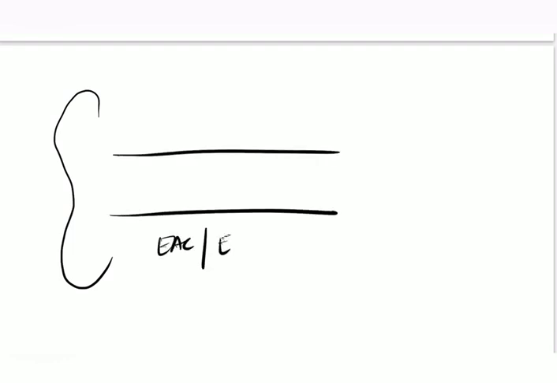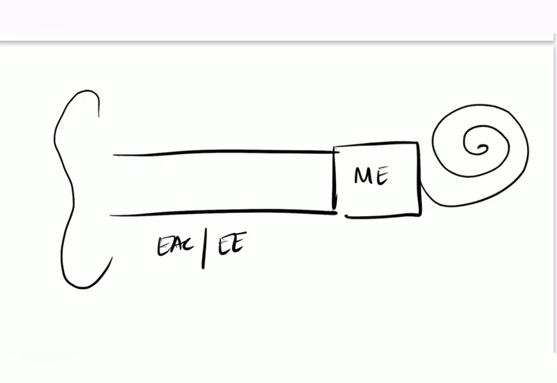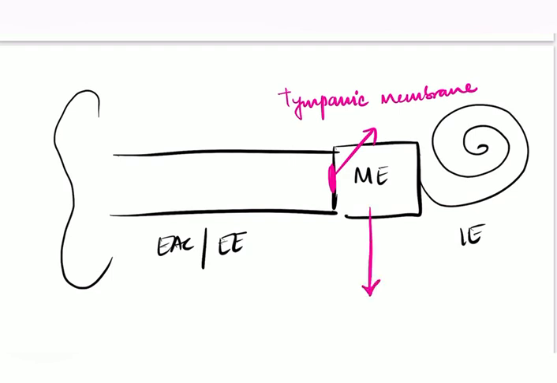Our ear is divided into three parts: the external ear, which comprises the pinna and the external auditory canal, a middle ear, and an inner ear. Now, the junction between the external ear and the middle ear is made up of a membrane known as the tympanic membrane, which separates the external ear from the middle ear. We're simplifying this middle ear. See, now the tympanic membrane is lateral to the middle ear.